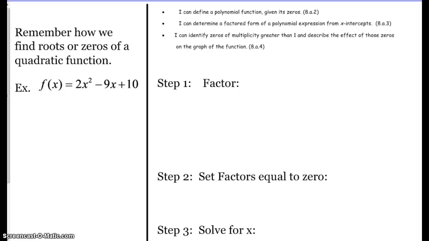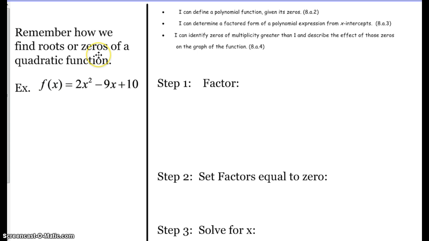Algebra 2, today's learning targets are 3 learning targets. I can define a polynomial function given its zeros. I can determine a factored form of a polynomial expression from x-intercepts, and I can identify zeros of multiplicity greater than 1 and describe the effect of those zeros on the graph of the function.